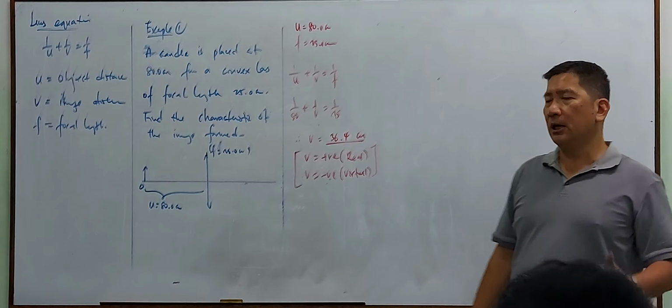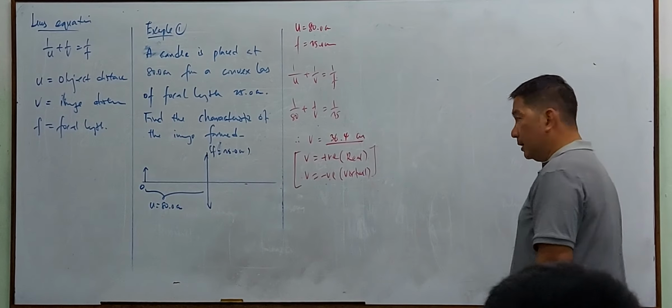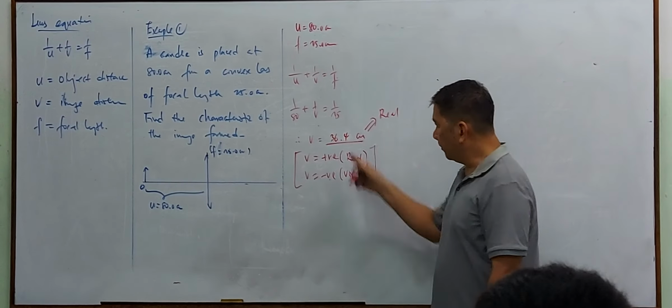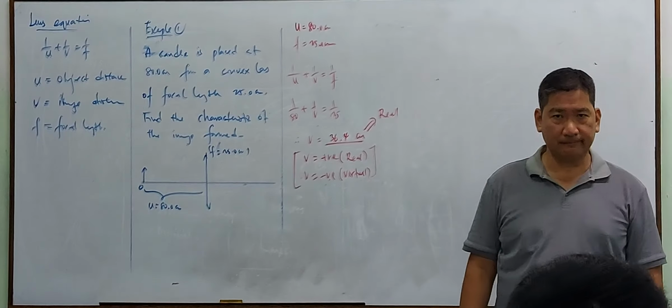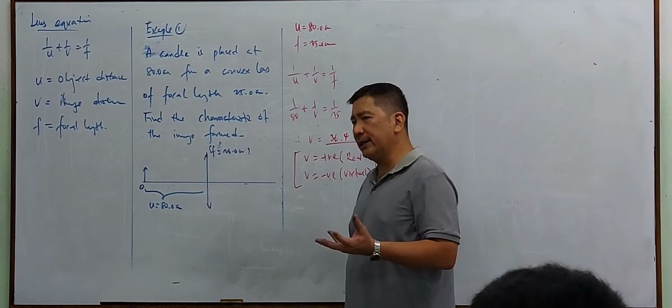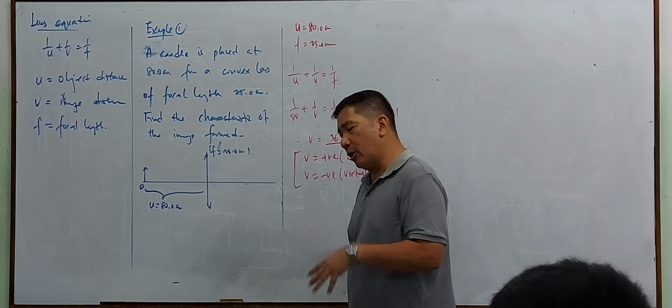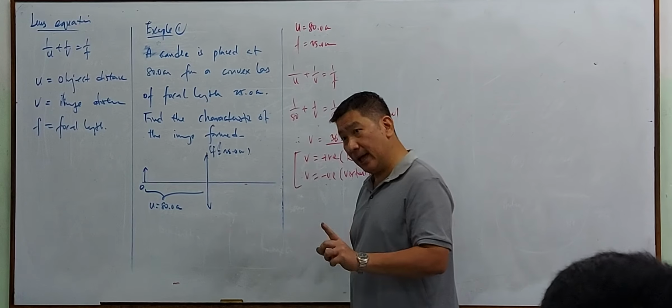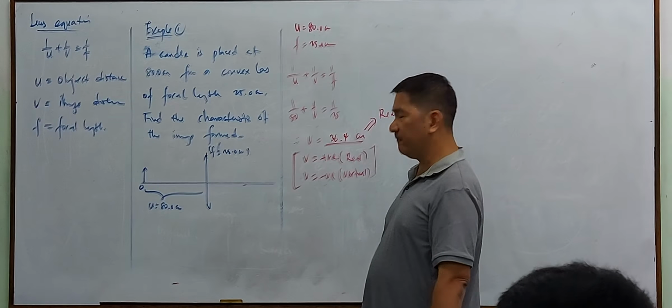1 over U plus 1 over V equal to 1 over F. So in that case, what can you tell me? This is a real image. Positive 36.4, right? Next one is to calculate whether it is inverted or upright, or diminished or enlarged. We need to calculate the magnification.